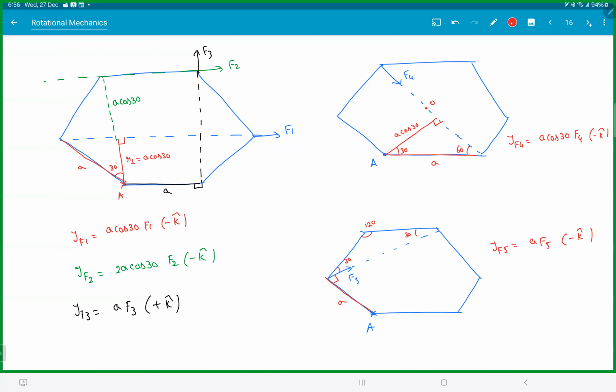Anything you're not convinced, please ask. If you can handle this much, you know how to calculate torque. That is the first thing. Clear?